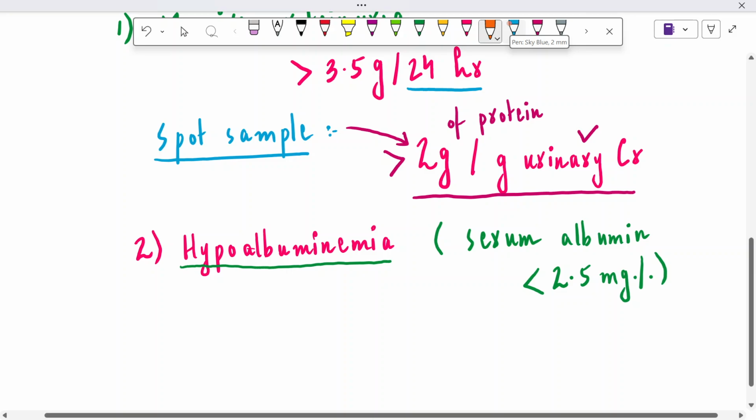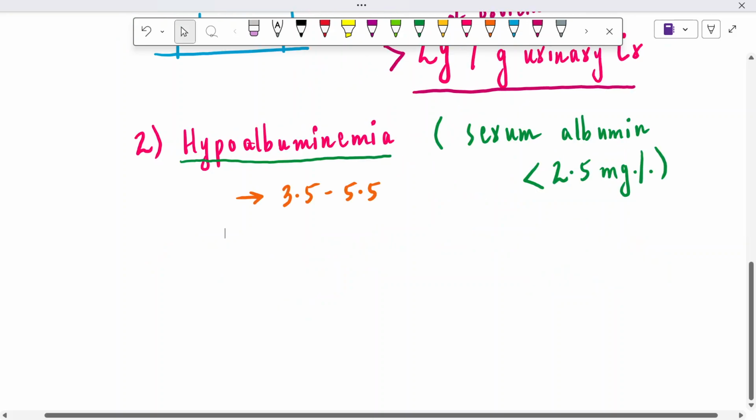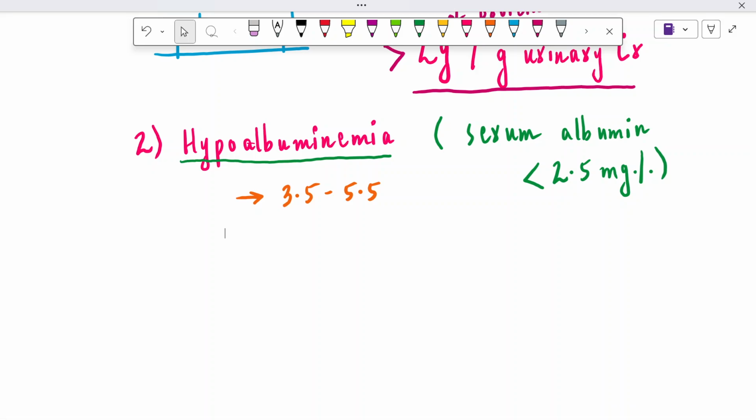It's 3.5 to 5.5, and albumin is a very essential protein to maintain the oncotic pressure, to prevent the edema component. So it holds the fluid in the circulation and does not allow the fluid to enter into the tissue space. That's what we call edema. If the serum albumin is less than 2.5 milligram percent, will the patient have edema? Yes, he or she is going to have edema.